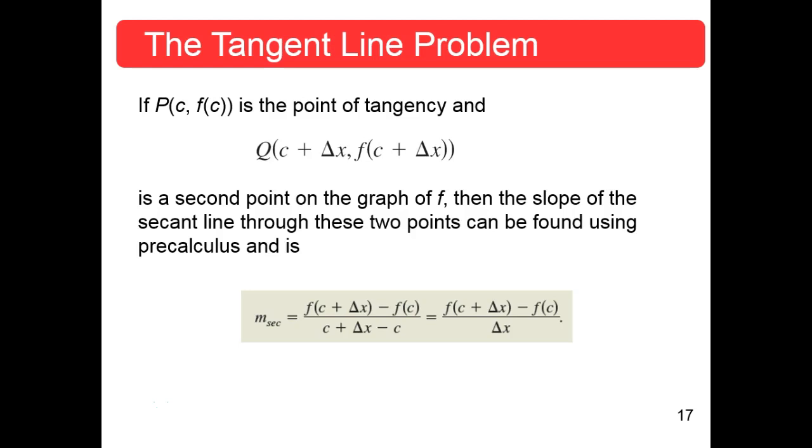Okay? So the point P, c, f of c is the point of tangency, and Q, which is c plus delta x, comma, f of c plus delta x. Again, x, f of x, x, y. That's your Q point here. Is a second point on the graph, then the slope of the secant line through those 2 points can be found, and this is m of the secant line, sec for secant, same as it was in trig. Okay, but we never refer to that what secant. F, this is your change of f, a change of x, change of y, because f of x is y.